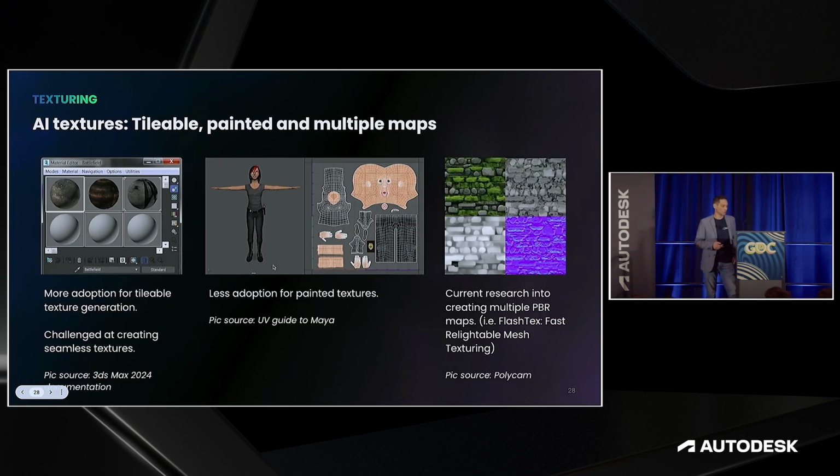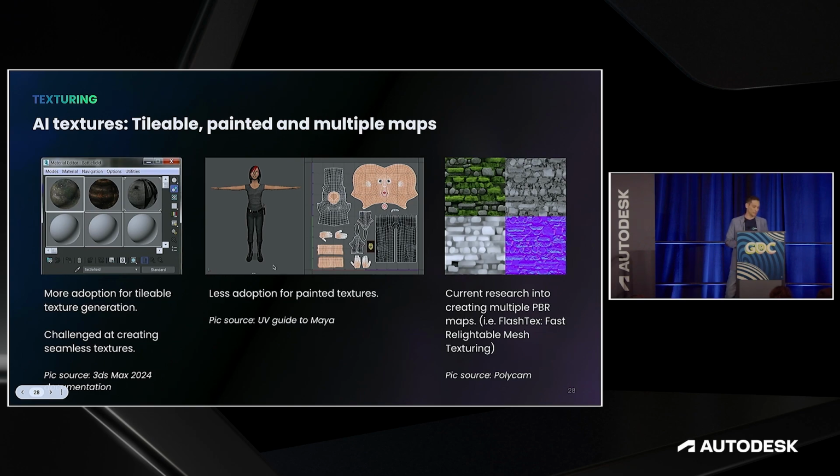Going on to texturing, and we'll go through this a bit quickly. To the left, there's a picture of tileable textures, and there are quite a few tools right now that are doing AI creation of tileable textures and materials, a lot more than tools that are doing painted textures, like in the picture in the middle, which there's not a lot of, and it's also not nearly as successful.